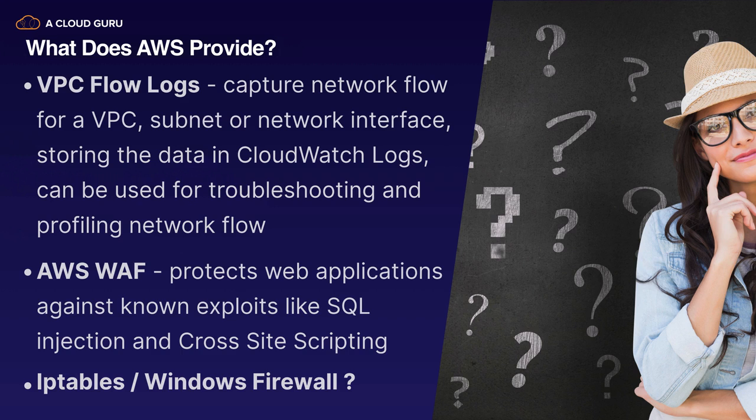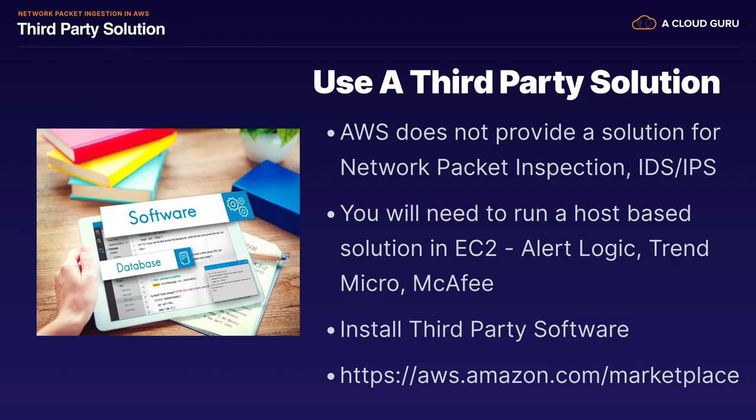So what can we use? Well, in this case, we need to use a third-party solution. AWS does not provide a solution for network packet inspection, IDS or IPS. Instead, you're going to need to run a host-based solution in EC2. There are a few different vendors which provide really good host-based solutions for network packet inspection or deep inspection, and they are AlertLogic, Trend Micro, and McAfee. And you can install software from these vendors on your EC2 instance and manage it yourself.